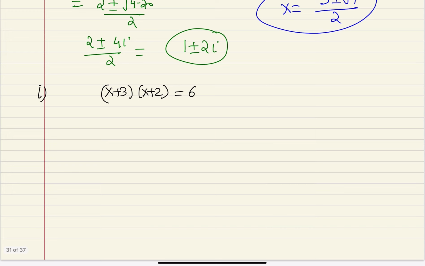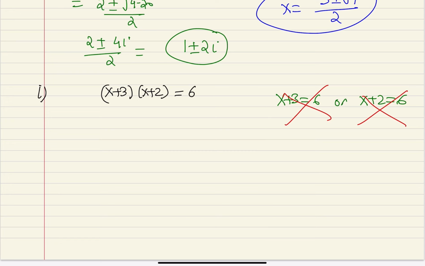Okay, last example. Here we have x plus 3 times x plus 2 equals 6. We cannot say x plus 3 equals 6 or x plus 2 equals 6. That would be not okay because we don't know. If the product of two numbers is 6, there's many possibilities. One of them could be 1, the other one could be 6. One of them could be -1, the other one could be -6. One of them could be 2, the other one could be 3. One of them could be 1 over 18, the other one could be 3. So there's many possibilities. We cannot say for sure that one of the factors is equal to 6.